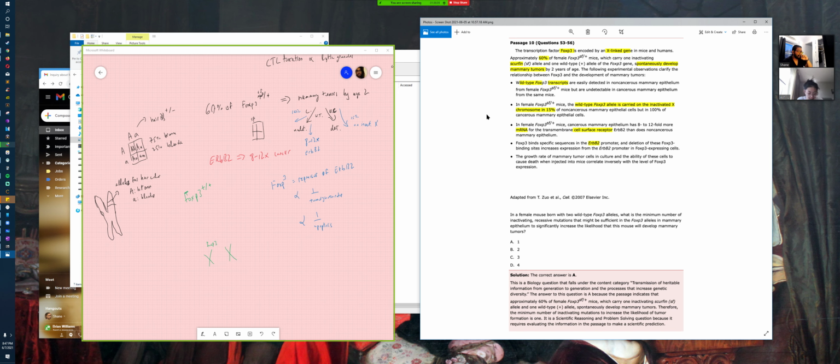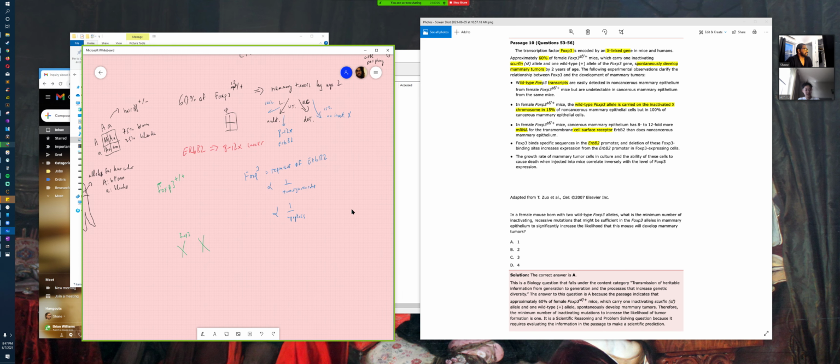I think this question is just weird, for a couple of reasons. One, not having a control to compare it to. Mixing up inactivating with inactivated chromosome. Not knowing anything about the recessive parts, because it doesn't say anything about recessive. So you just have to go with it because it tells you that.